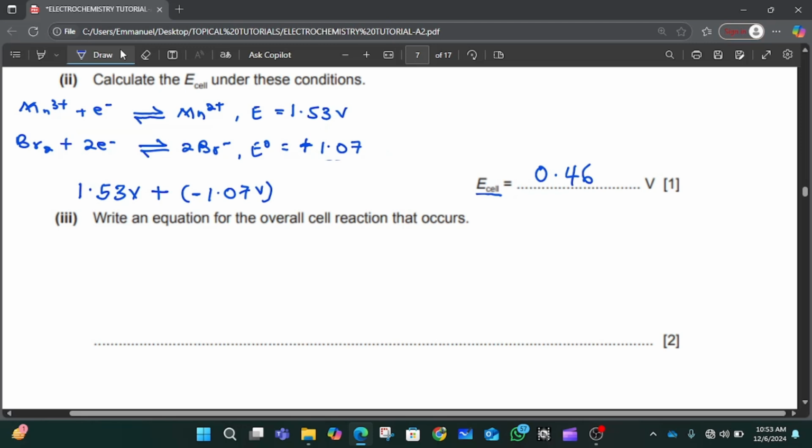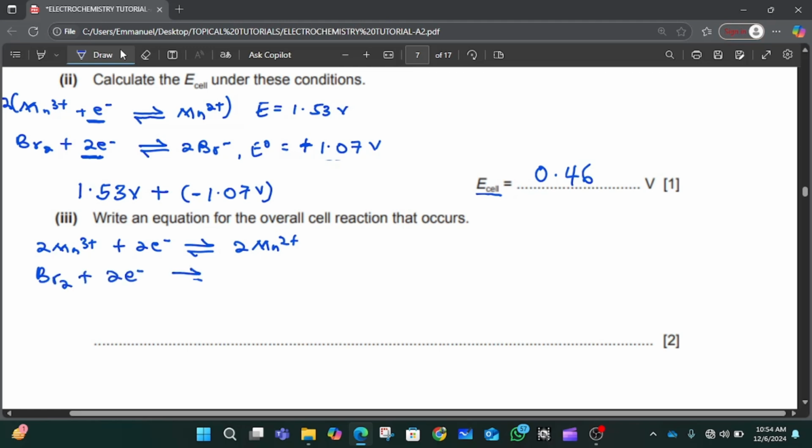I. Write an equation for the overall cell reaction that occurs. To do this, we add these two half cells together. But we first of all have to make sure that the number of electrons in these two equations are equal. And so since this is 2, we have to make sure this is also 2. So we multiply this whole equation by 2. And so it means that we get 2Mn³⁺ + 2e⁻ giving 2Mn²⁺. And we maintain this equation as Br2 + 2e⁻ giving 2Br⁻.